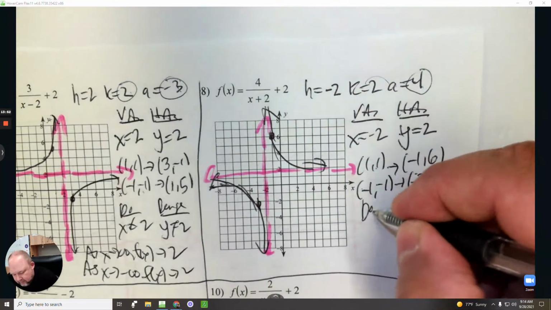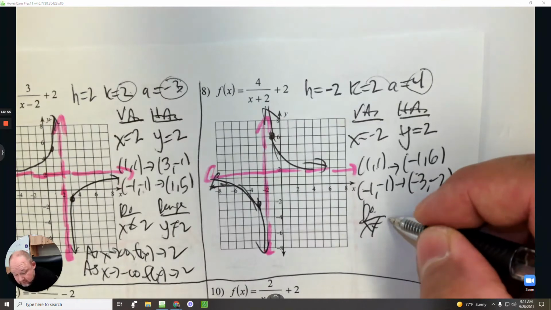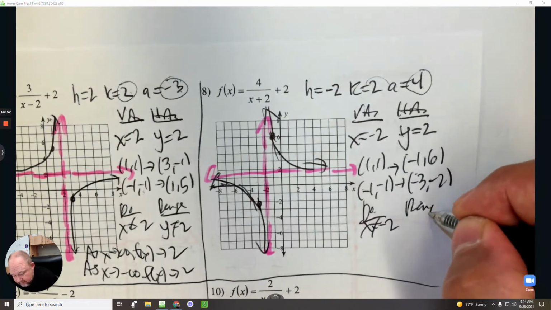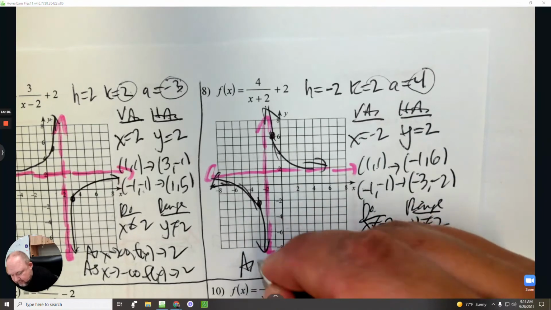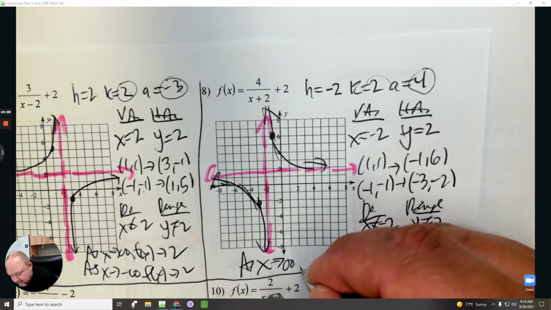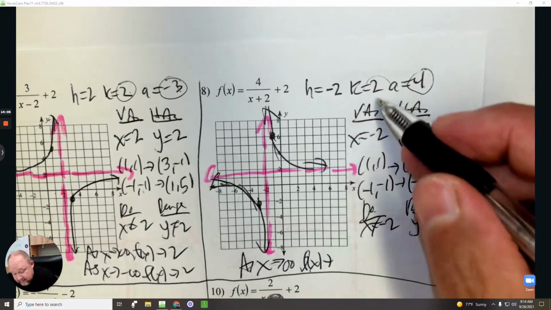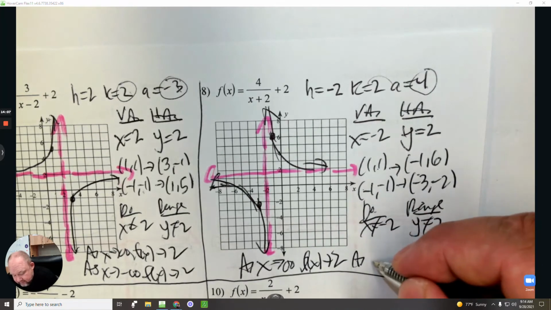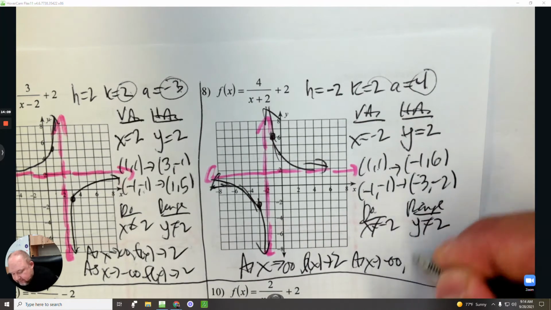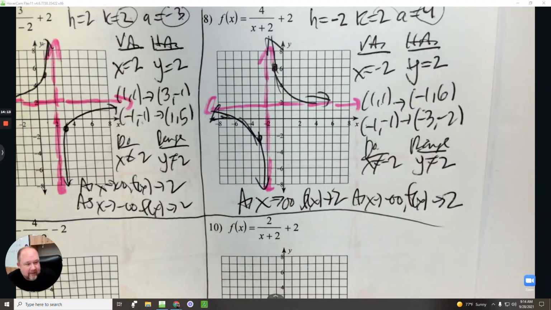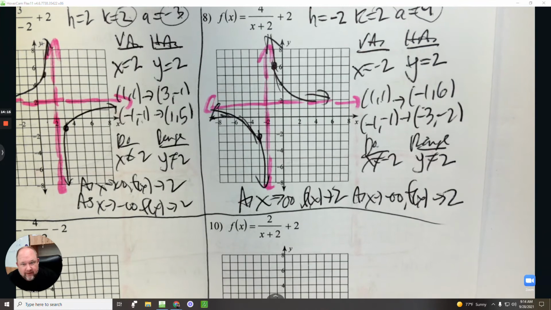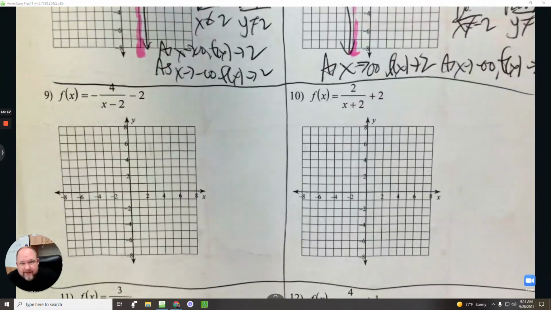And then the domain restriction, x cannot equal negative 2, and the range, y can't equal positive 2. And then the end behavior, as x approaches infinity, the function approaches k, which is 2. As x approaches negative infinity, the function approaches again 2. So both the left end and the right end behavior approach the asymptote. All right, 4 left. All right, press pause.